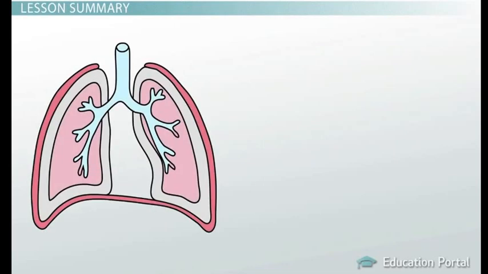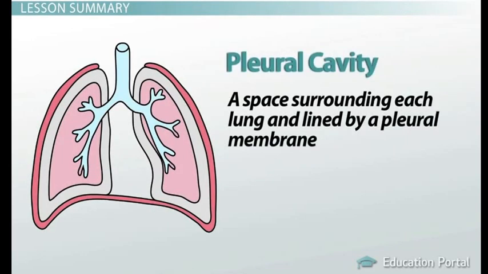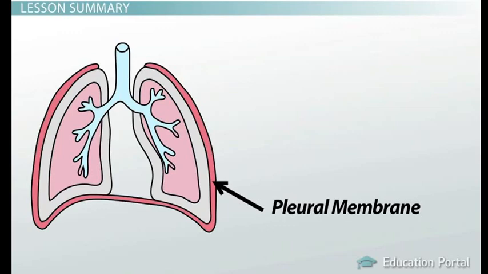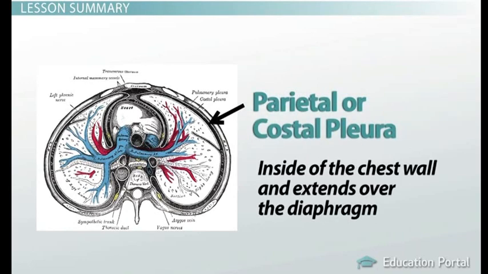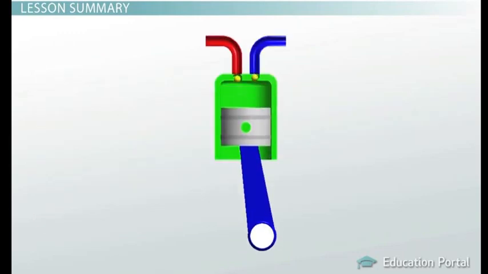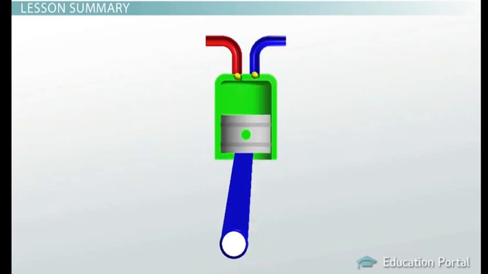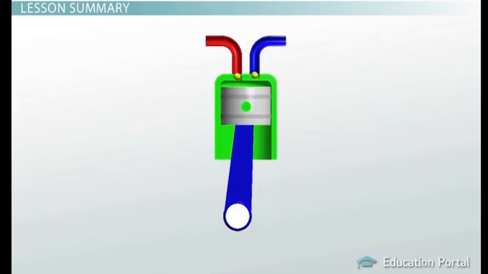In summary, each pleural cavity is defined by a space surrounding each lung and lined by a pleural membrane. Each pleural cavity is lined by a pleural membrane that is composed of two layers. The visceral pleura surrounds the outside of the lung. The parietal pleura lines the inside of the chest wall and extends over the diaphragm. These membranes secrete a lubricating fluid which allows for free movement of the lungs against the chest wall when we breathe.